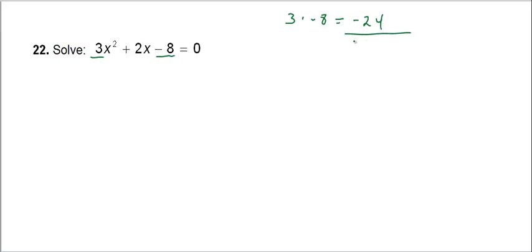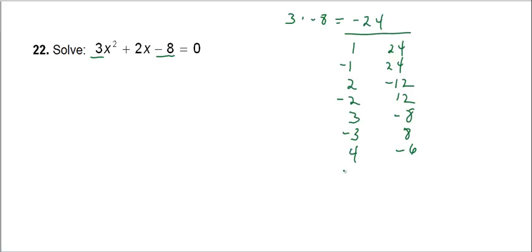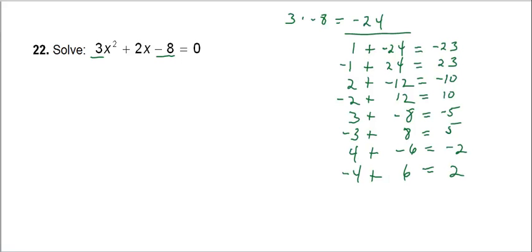Now we're going to write down all the factors of negative 24. So that's 1 and negative 24, negative 1 and 24, 2 and negative 12, negative 2 and 12, 3 and negative 8, negative 3 and 8, 4 and negative 6, and negative 4 times 6. We're looking for the pair that adds to a positive 2. So the pair that adds to a positive 2 would be negative 4 and a positive 6.